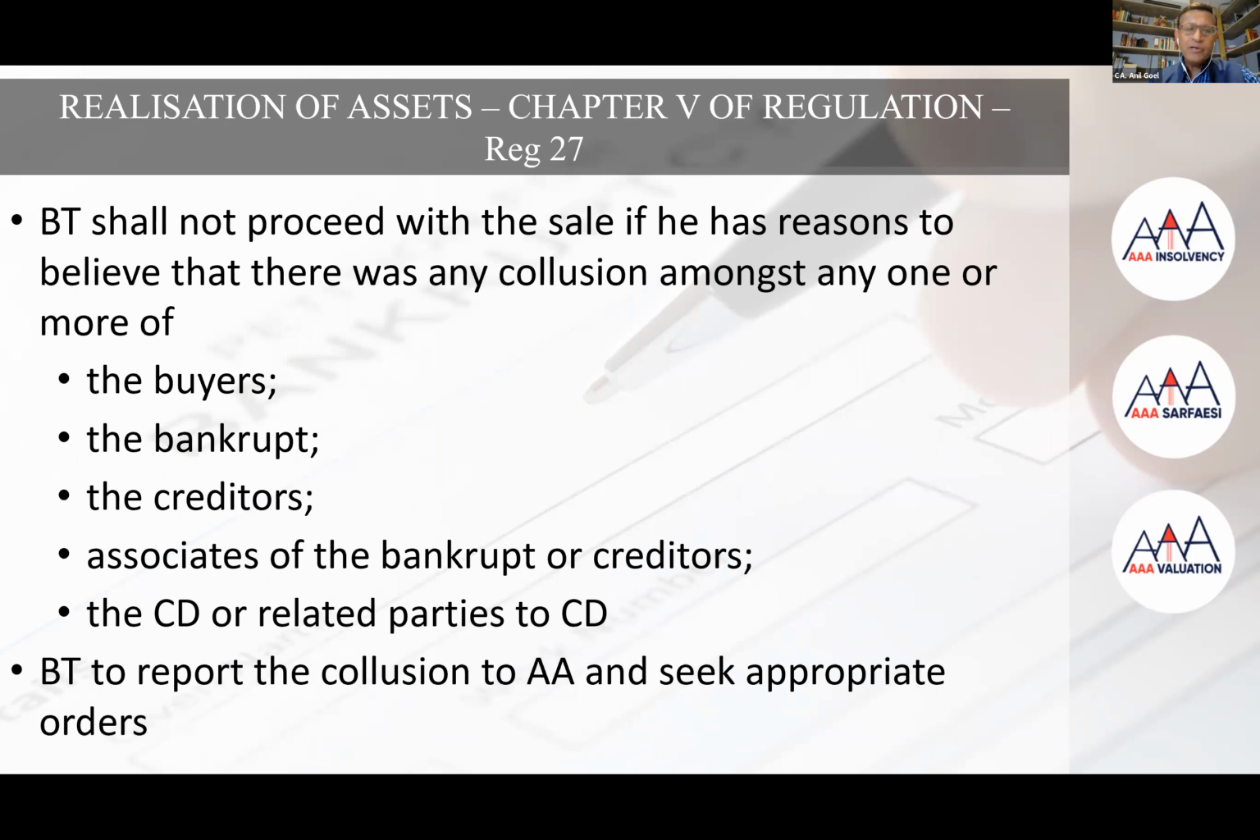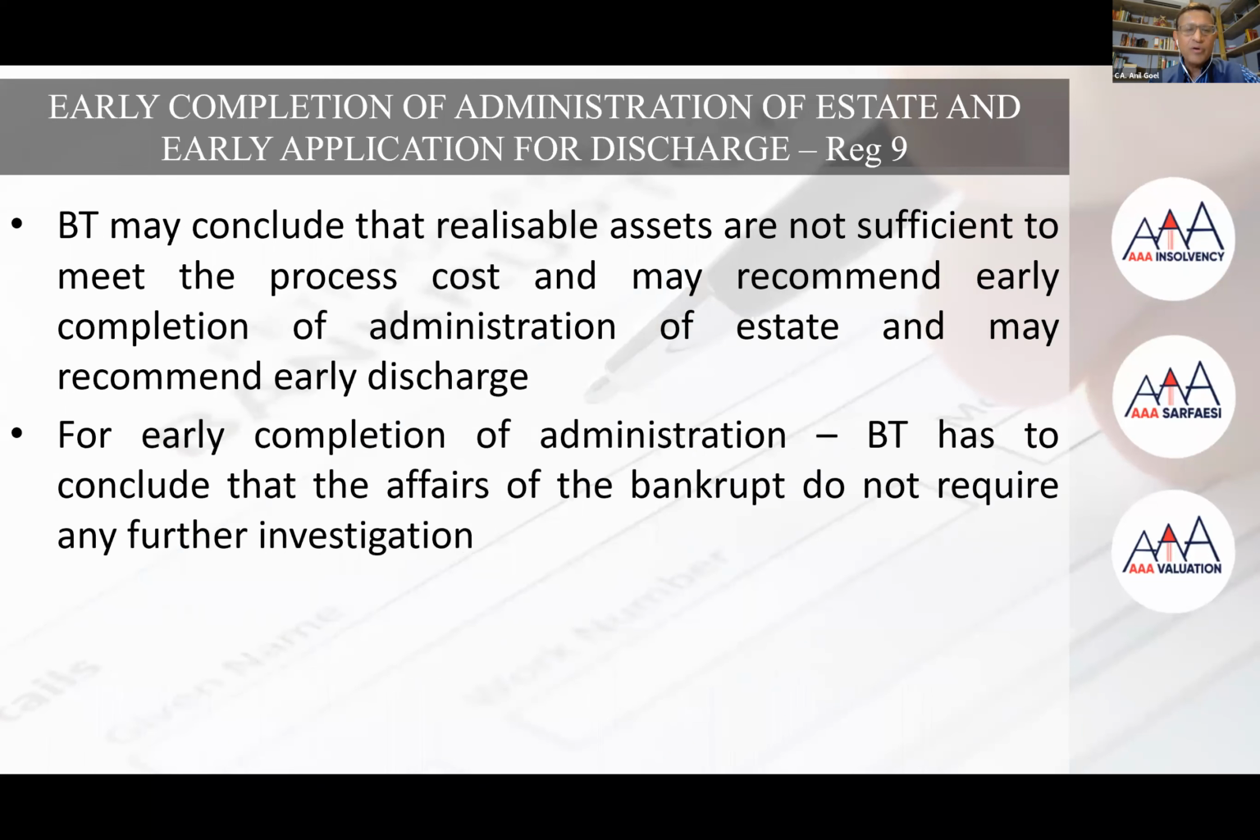So the BT shall not proceed with the sale in case he has reasons to believe that there was any collusion. These are similar provisions. The collusion provision is also provided in Regulation 27, when the BT finds collusion amongst the buyers, the bankrupt, the creditors or the associates of the bankrupt or creditor, the corporate debtor or a related party to the corporate debtor. In case there is any collusion between any of these parties, the BT shall prepare a report to the adjudicating authority and seek an appropriate order.